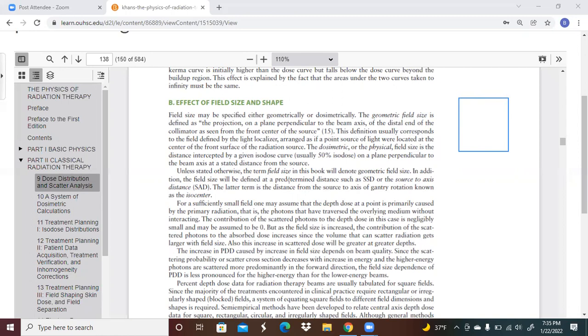Also, the field size is going to be defined at a predetermined distance, such as SSD or SAD. In other words, it could be at the surface of the patient or it could be within the patient. But that's how they're going to refer to it. And generally, if we're looking at an SAD, then that is the distance from the source to the axis of gantry rotation, known as your isocenter. In other words, at isocenter, what is your field size? That's what we're going to set it to.